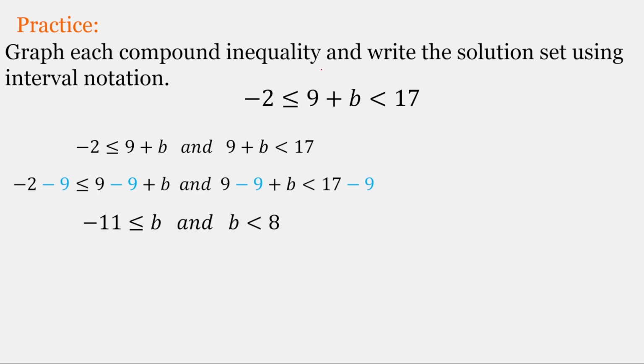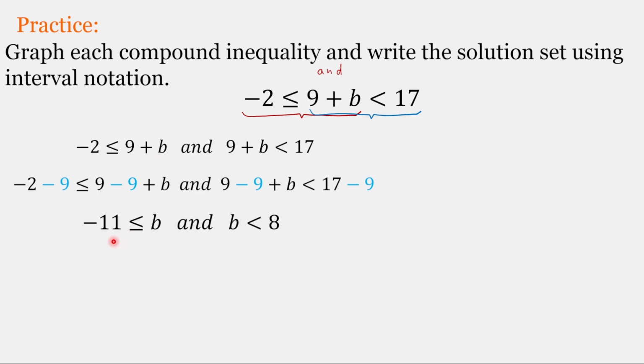So we have the 2 inequalities combined into one statement. When written like that, they are connected via an and. That's how they're joined. You can solve this in 2 ways. You can go ahead and split this into 2 inequalities. So this on the left would be the first inequality. So -2 less than or equal to 9 plus b. And then the second inequality will be on the right here. So you have 9 plus b less than 17.